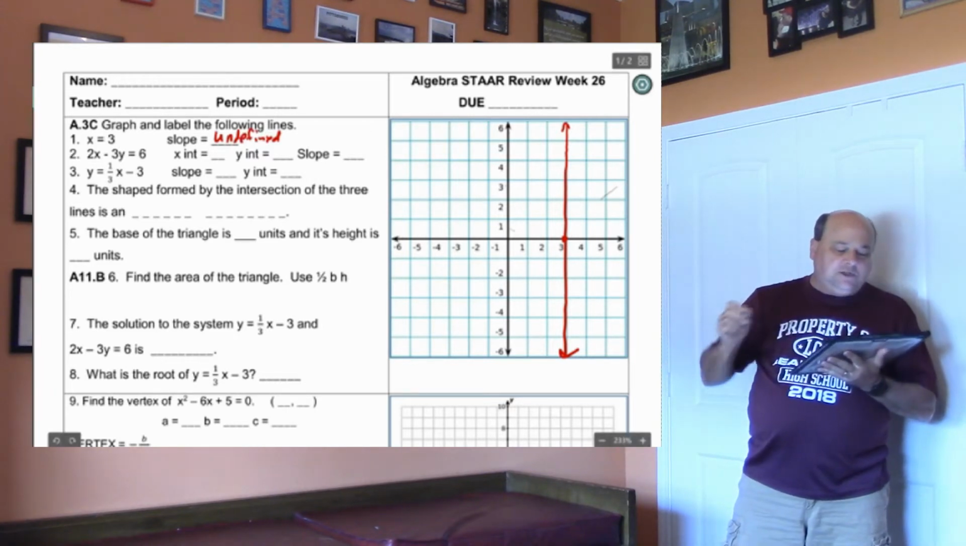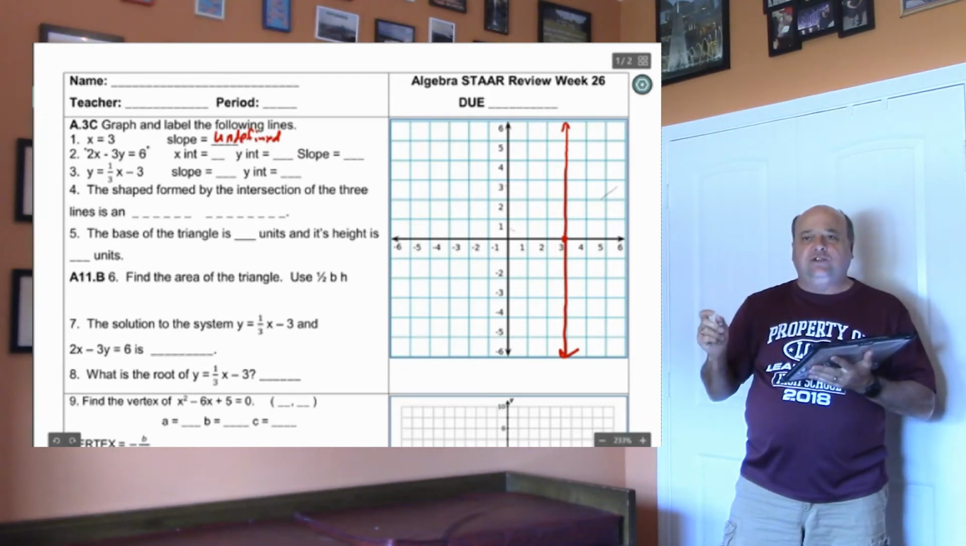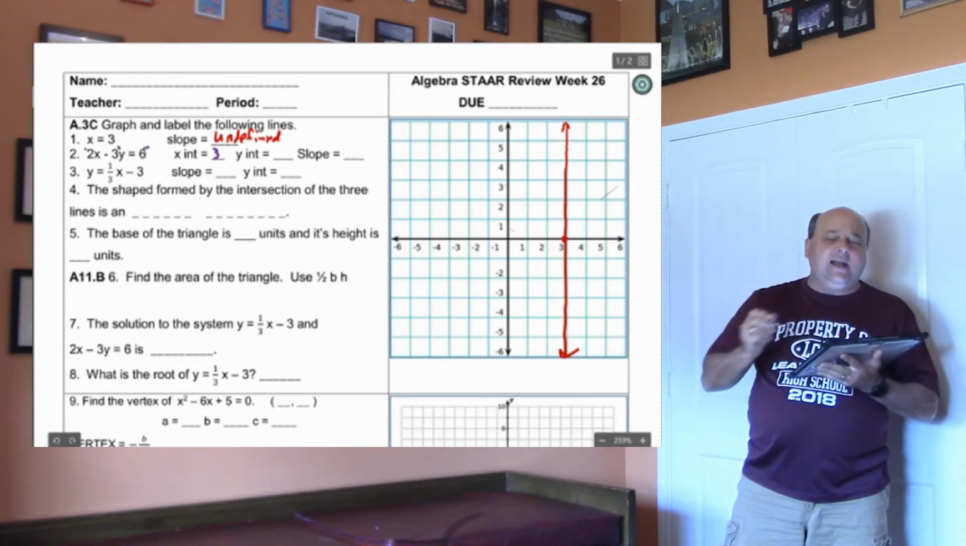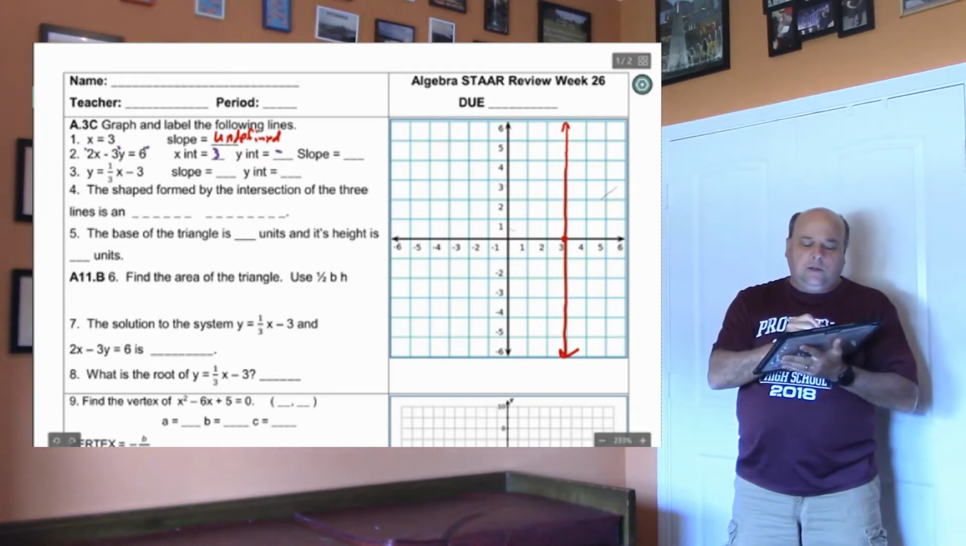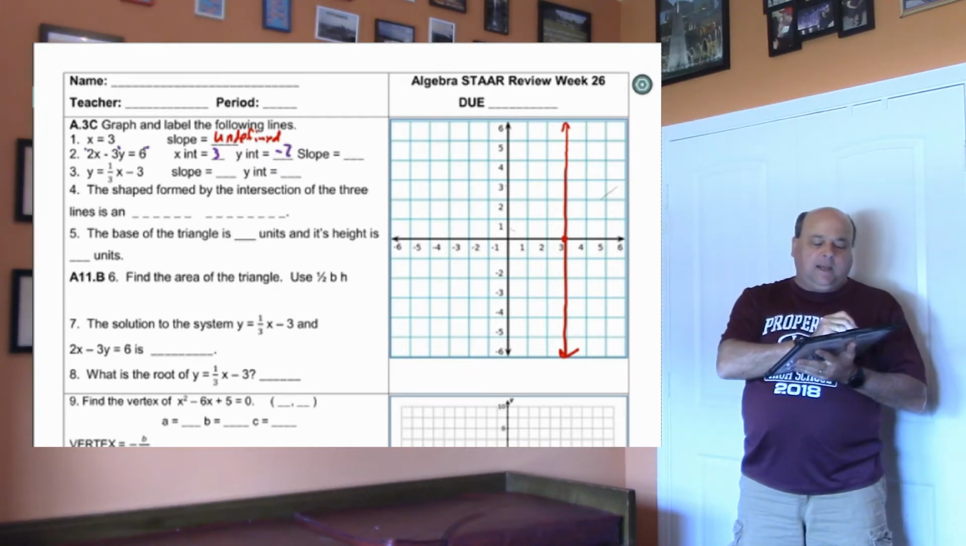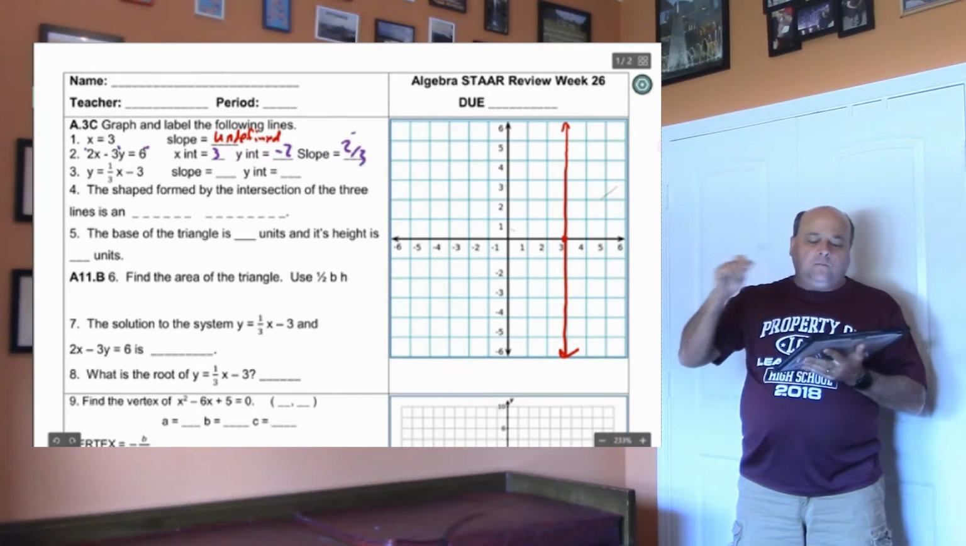Number 2, let me change colors here. If I do 6 divided by 2, I get my x-intercept. 6 divided by 2 is 3. If I do 6 divided by negative 3, I get negative 2. That's my y-intercept. Remember, the slope is negative A over B, so it's going to be negative 2 over negative 3, which is 2 negatives makes a positive, so our slope is 2 over 3. Okay?